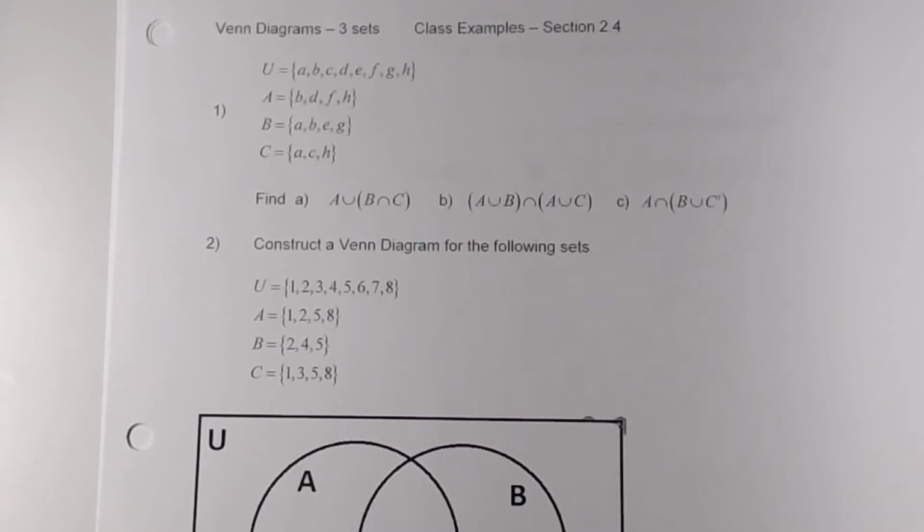All right. So number one, you're given the universal set. Remember, use the universal set. So that's all the elements in the set we're looking at. And then y'all understand that A, B, and C are subsets, right? We talked about subsets.